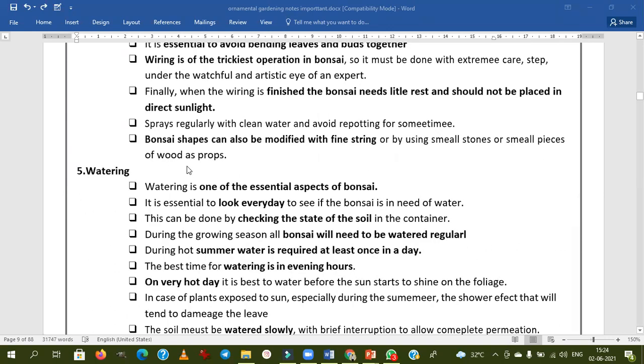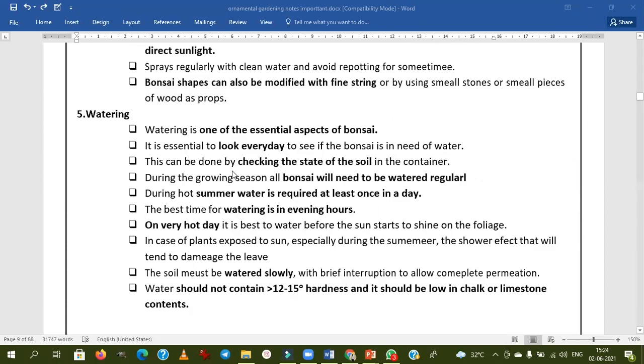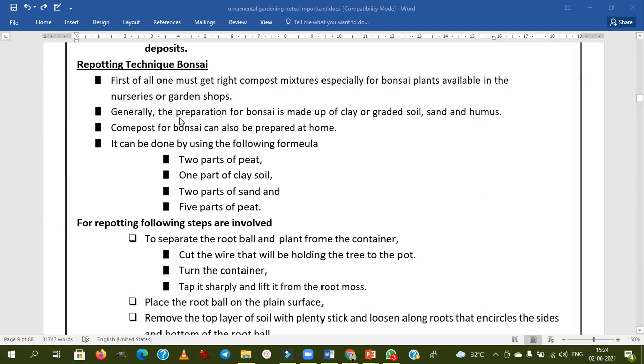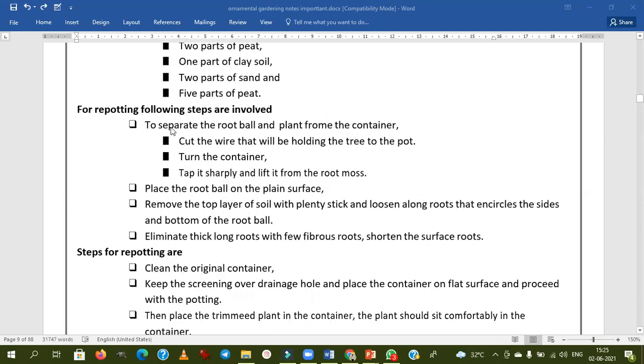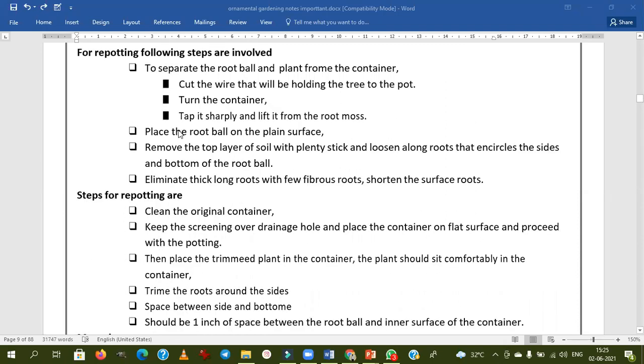Then watering. Watering is very essential for any other crops. Then repotting. When should we go for repotting? Generally, we go for repotting when the plant has awakened after dormancy. It should not be in the active growing season. Then only we should go for the repotting.